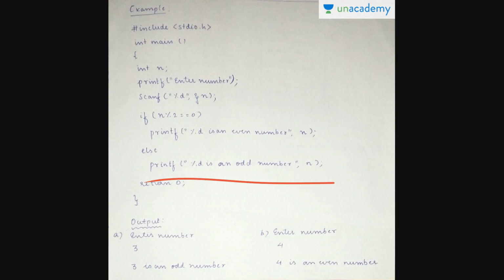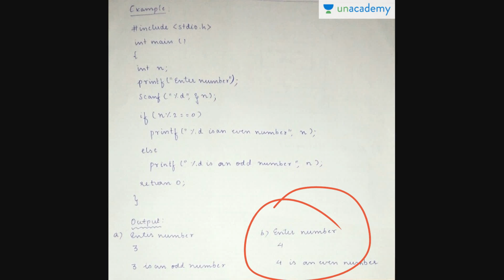And check for the second condition. Enter number: I have given 4 for the second one. Now we'll check if n mod 2 equals 0. 4 mod 2 equals 0. Correct, it satisfies and the condition is true. So we'll be executing this printf: 4 is an even number is printed. So this is the output for this program.